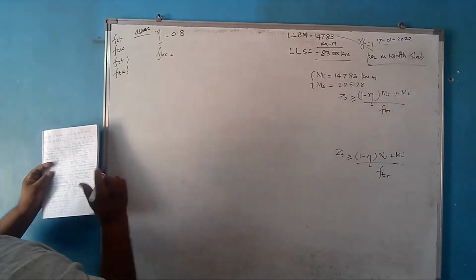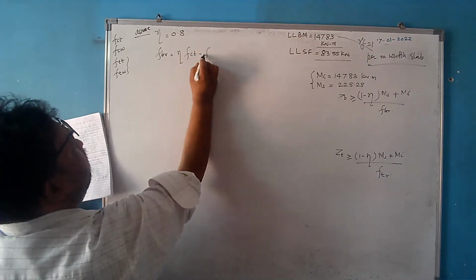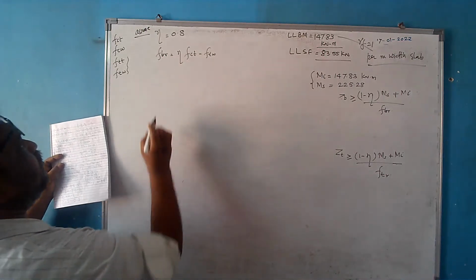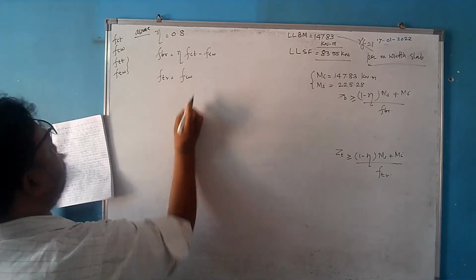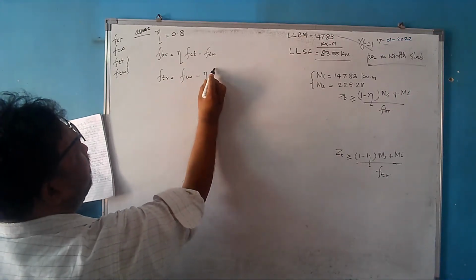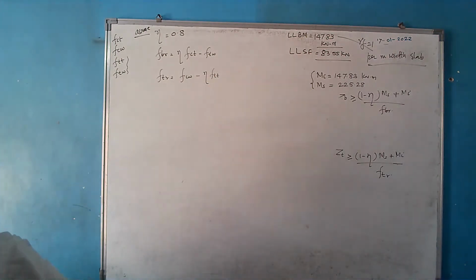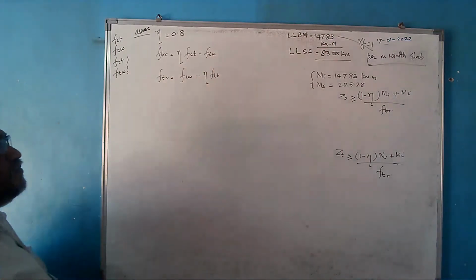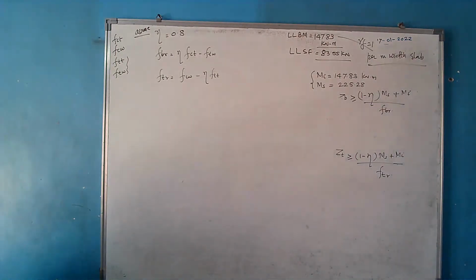The equation for FBR is eta FCT minus FTW. And what is FTR? That will be equal to FCW minus eta FTT. Okay, fine. अब हमको ये सब वैल्यूज चाहिए. Where can we get all these values from? We can get all these values from IRC 112. Please refer.